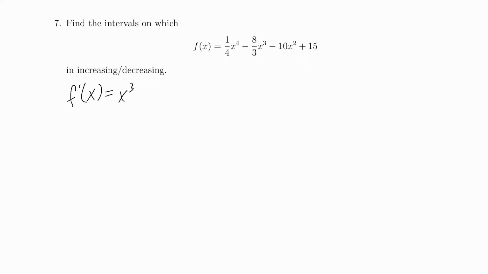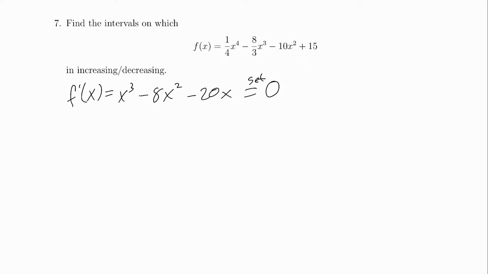We're going to get x cubed minus 8x squared minus 20x. And we're going to set this equal to 0. We don't have to worry about this derivative ever being undefined because it's a polynomial, which is defined everywhere. So we set this equal to 0.